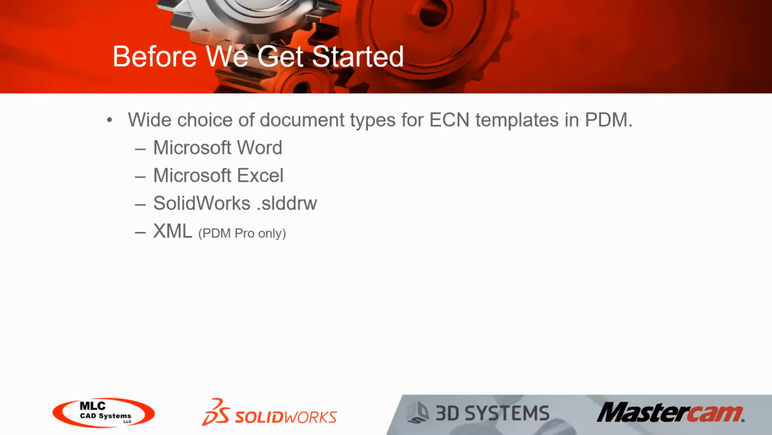Now, before we get started, I want to just cover the wide choice of document types that you can use for ECN templates. And I also want to point out that there's a number of different ways in which you can configure your vault to work. During my time as a SOLIDWORKS PDM implementation specialist, I've used all of these different file types, Microsoft Word, Microsoft Excel. I've even used SOLIDWORKS drawing templates as the actual engineering change document itself.